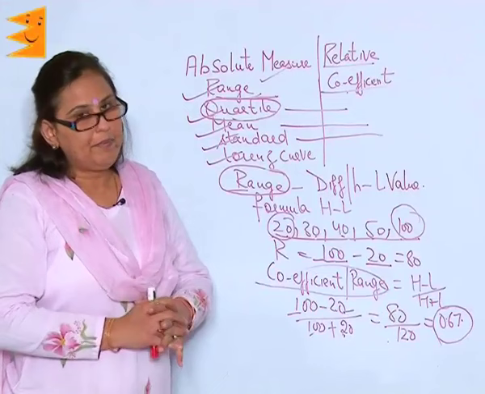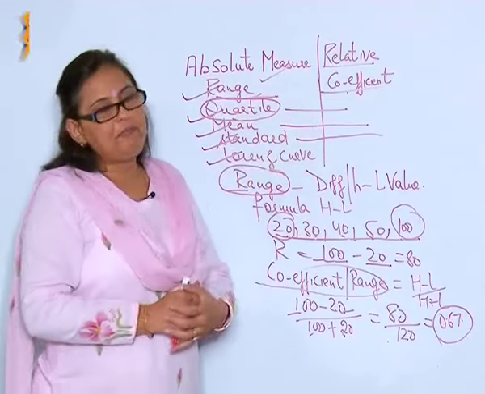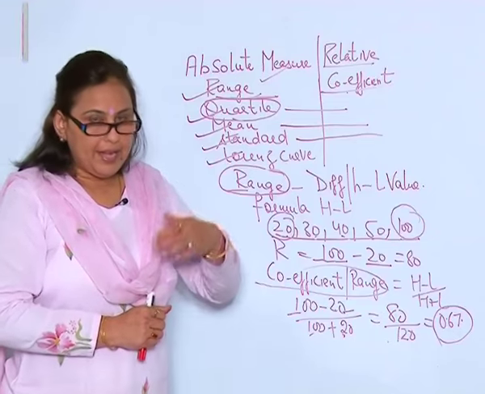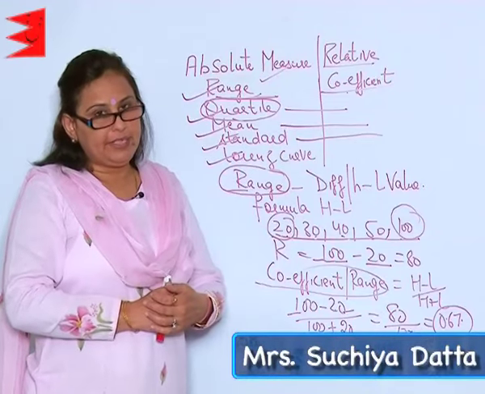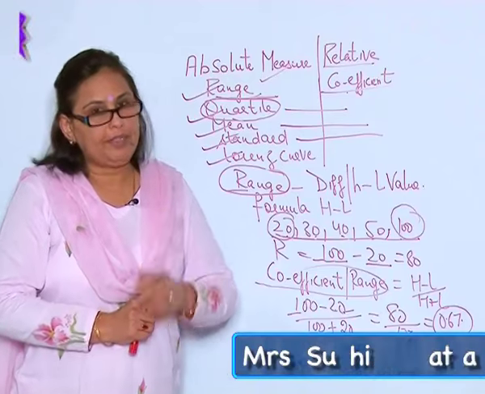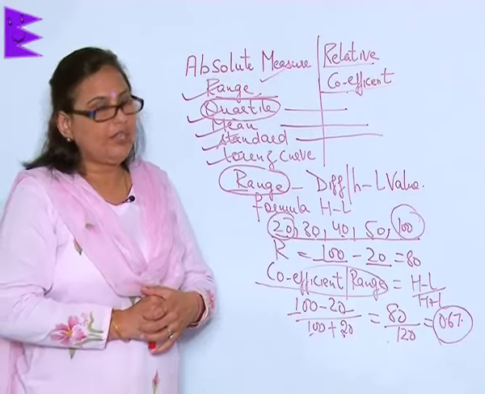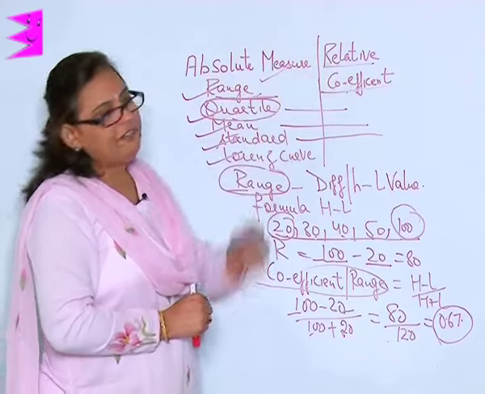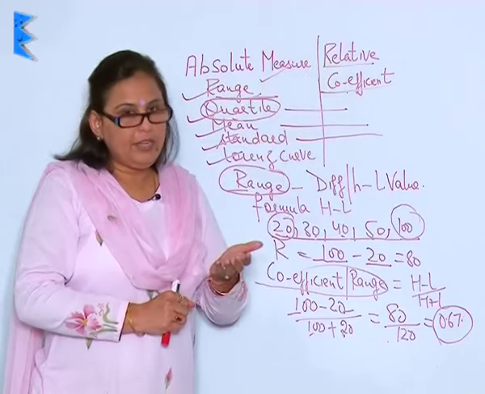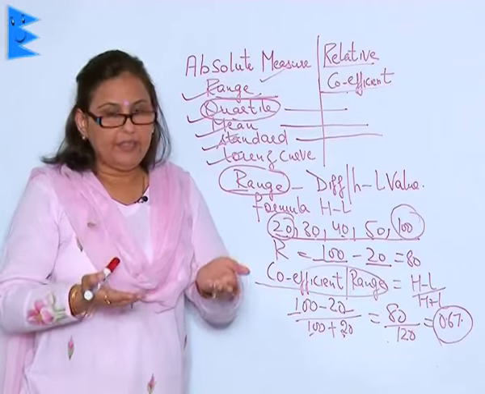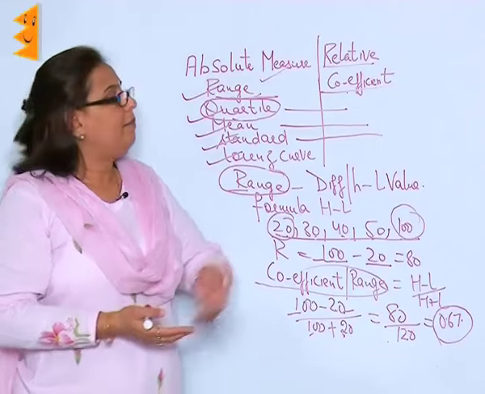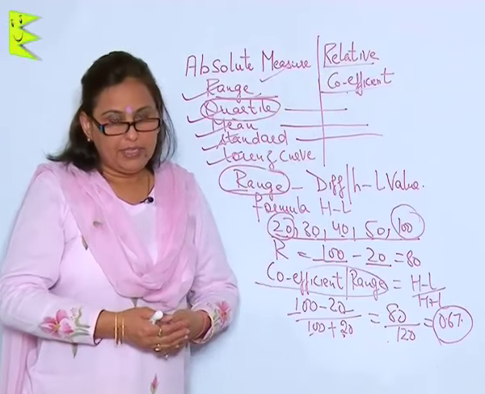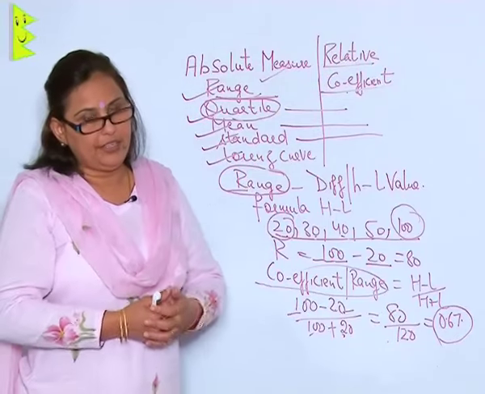Now let's study the methods of measuring dispersion. As we learnt in the previous clipping, there are two methods of measuring dispersion: the absolute measure and the relative measure. In the absolute measure, we take the unit as it is, but in the relative measure, we take it in relative form, say in percentage.